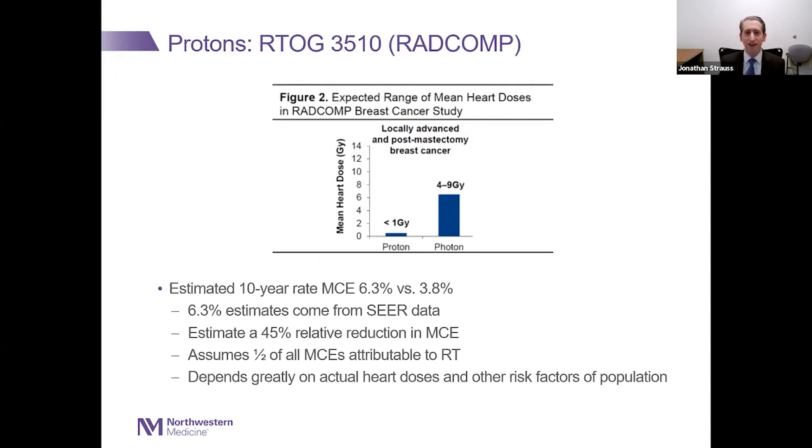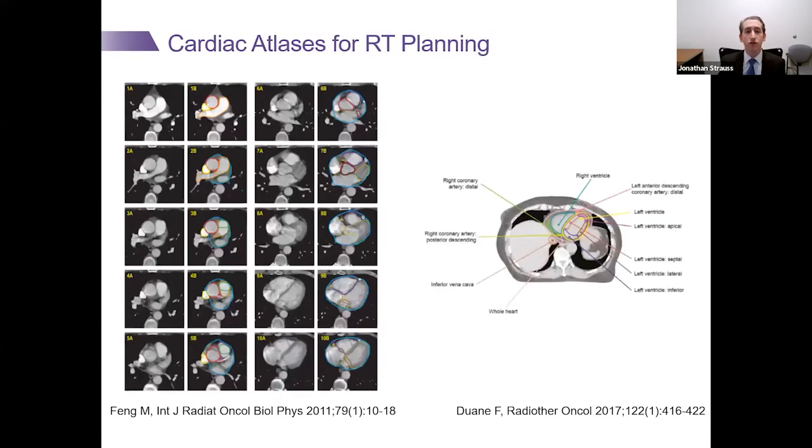I will say this is likely an overestimate. With modern techniques, we're likely giving much less dose to the heart than this. But having said that, even if we don't see an effect for protons, this trial is also collecting dose to various cardiac substructures and looking at that correlation with major coronary events. And I think that may give us a sense for the dose constraints that we should be using for various cardiac substructures. In order to do this, we need to have what are called atlases.